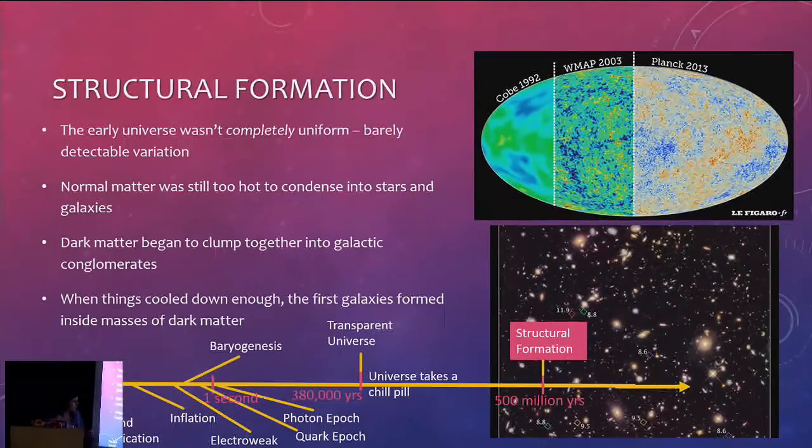So, after 150 or so million years, structure formation began to take place. And structures are important. We need them today. The reason we have structures in the universe today, like galaxies and stars and stuff, is because the early universe wasn't completely uniform. If you remember when we were talking about inflation, inflation was what allowed our universe to be pretty uniform, but it wasn't entirely uniform.